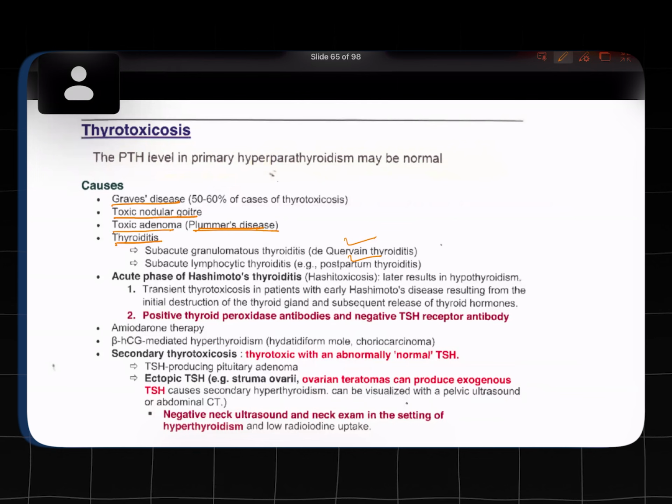It can be the acute phase of Hashimoto thyroiditis, which we shall discuss at the end, or it can be a part of amiodarone-induced thyroiditis. Secondary causes can be because of a pituitary adenoma. It can become an ectopic cause. But for exam purposes, these and amiodarone are very important.